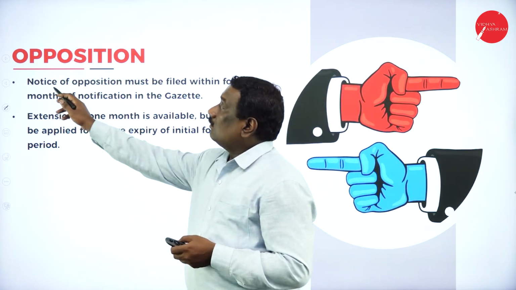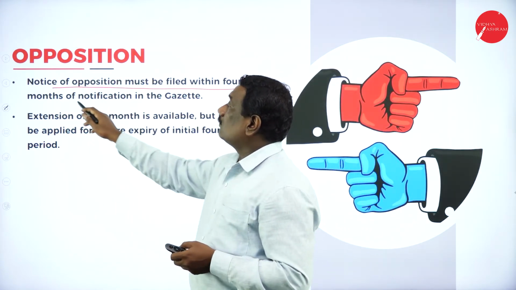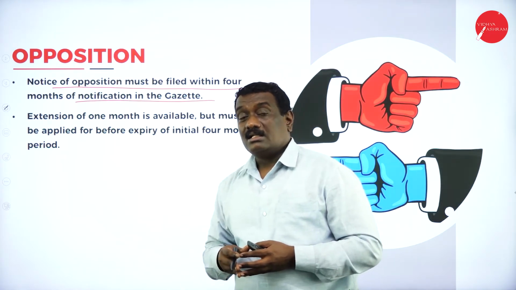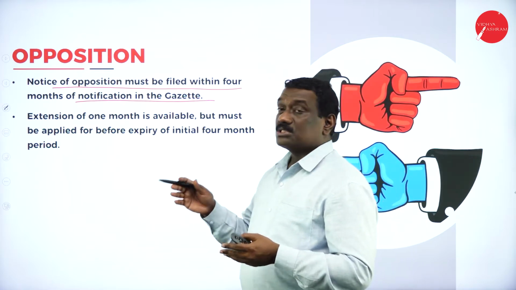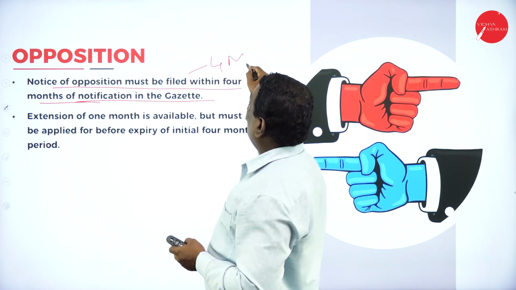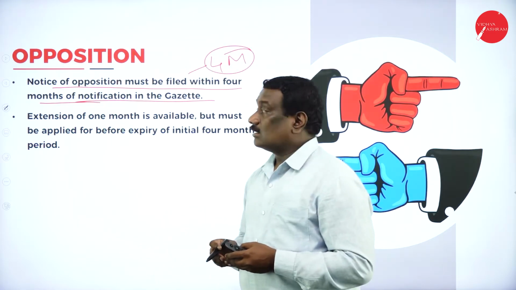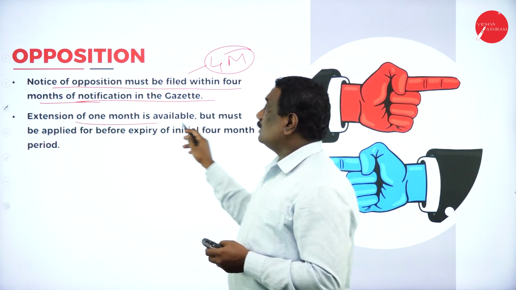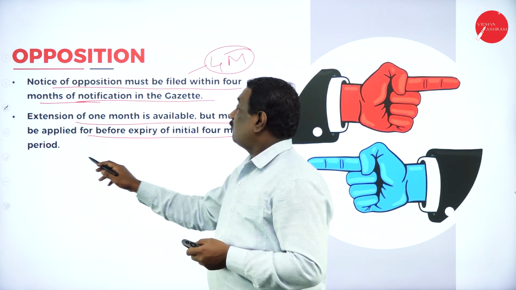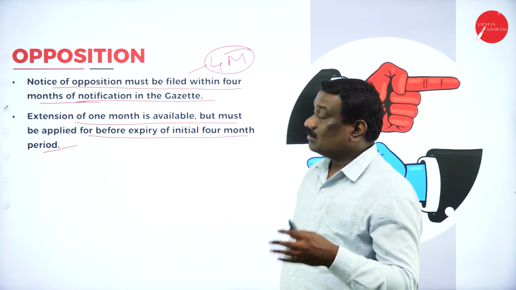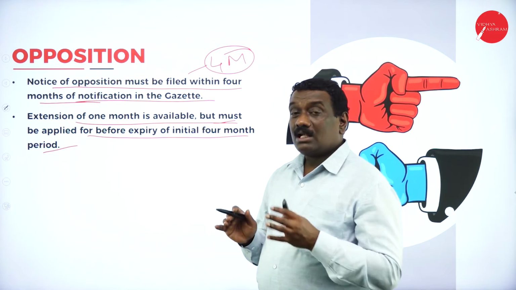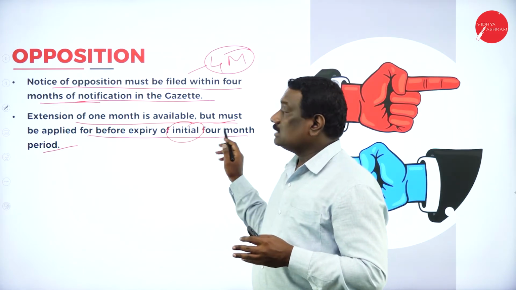Now, opposition. What is the opposition? Notice of opposition must be filed within 4 months of the notification in the Gazette. So after it has been notified in the Gazette, any opposition must be filed within 4 months from the notification. Then an extension of 1 month is available for putting the opposition, but it must be applied for on or before the expiry of the initial 4-month period.